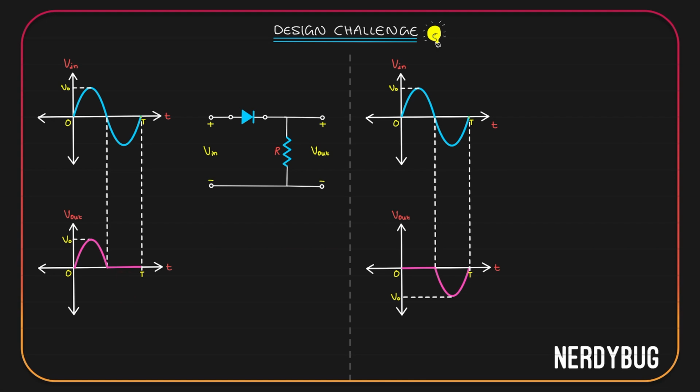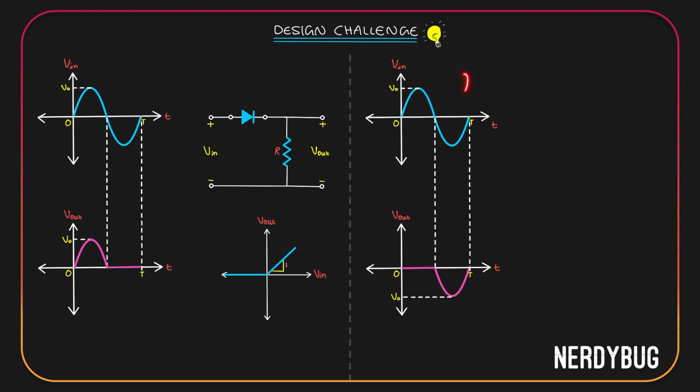If we draw the input-output characteristics of this circuit, this is how it will look like. When input is positive, V output is equal to the V input. So we get a straight line with a slope equal to 1. When input is negative, output is 0. So we get a horizontal line on the x-axis. Let's see the next challenge.